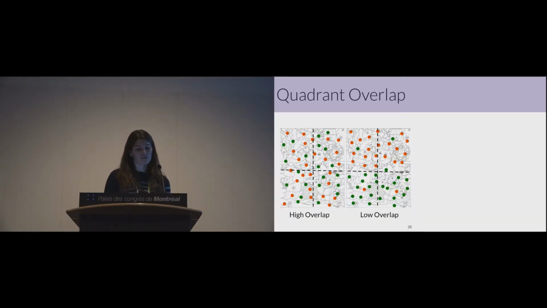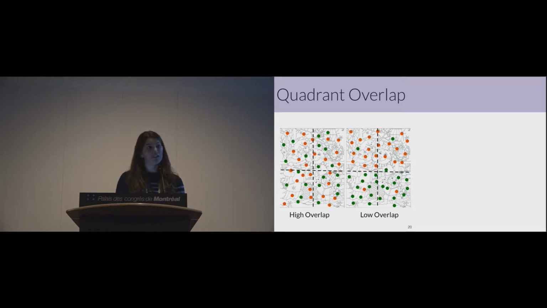So overall quadrant overlap is the fraction of time during which participants looked at the same quadrant as their partner for each object. So in this example, we see high overlap on the left, which is that both the green and the orange participants are searching the same quadrants. So we're not being very effective searchers because we're both looking at the different parts of the image equally.